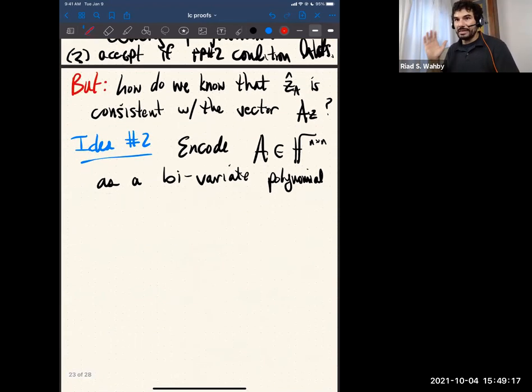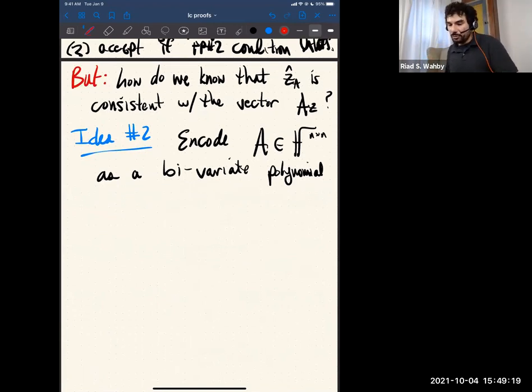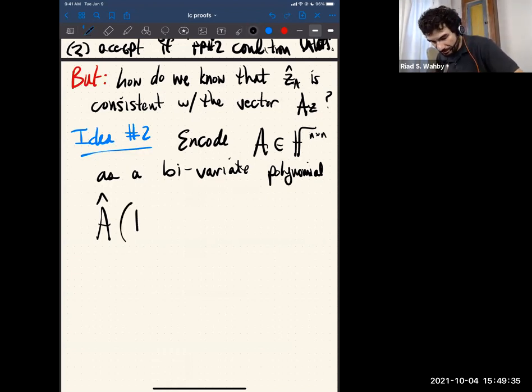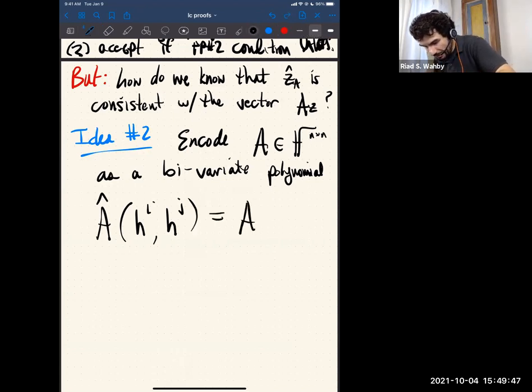Okay, so here's idea number two. We're going to encode the matrix A, which remember is an n by n matrix, as a bivariate polynomial. We're going to have A hat be this bivariate polynomial such that A hat of h to the i, h to the j, remember h is our generator of the subgroup, is equal to the ijth entry of the matrix.